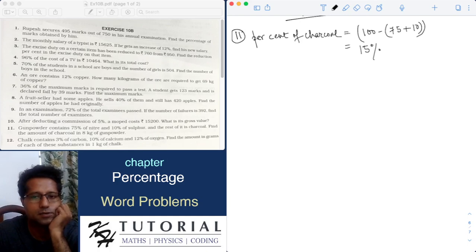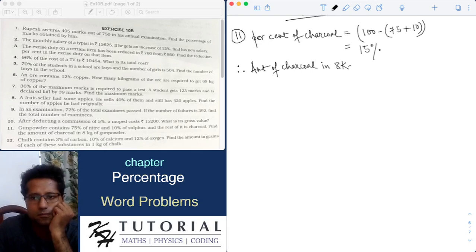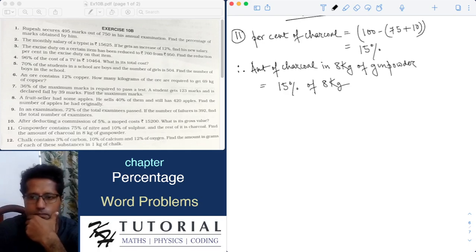Now it is asking: find the amount of charcoal in 8 kg of gunpowder. Therefore, the amount of charcoal in 8 kg of gunpowder should be equal to 15% of 8 kg, because 15% is the amount of charcoal in the gunpowder.